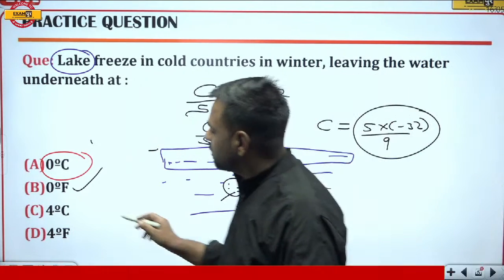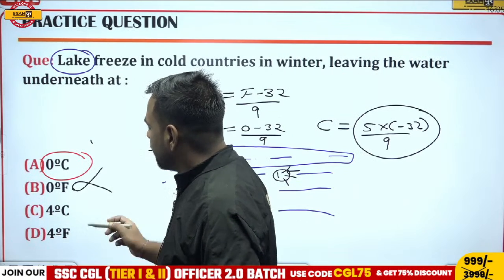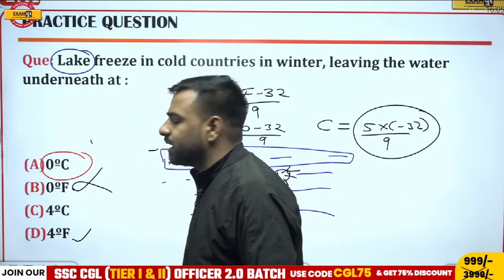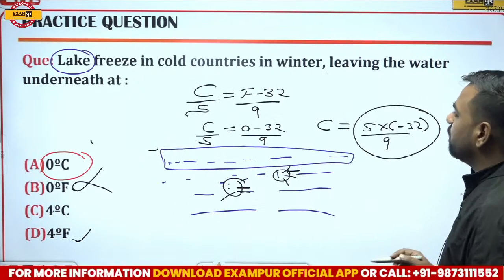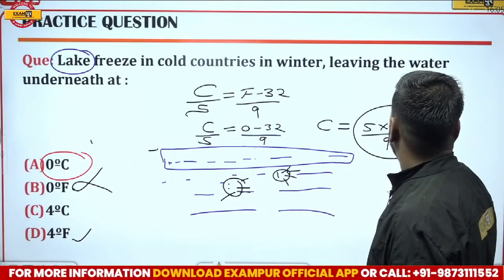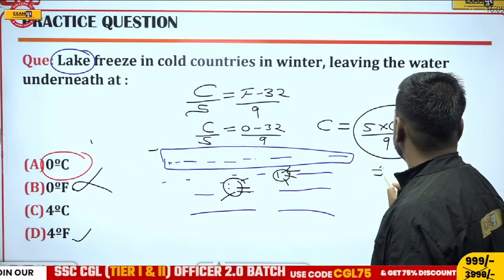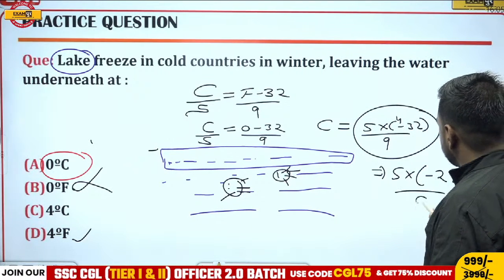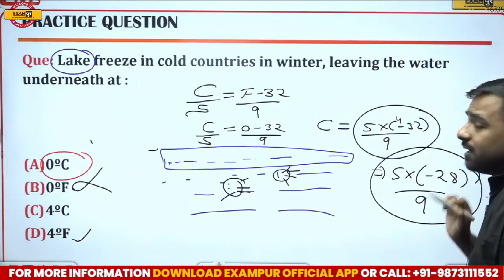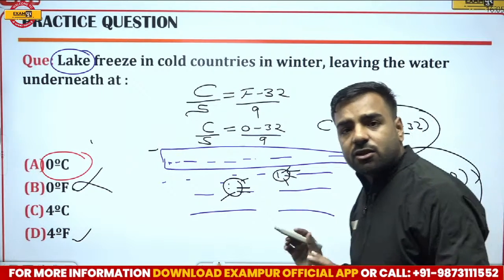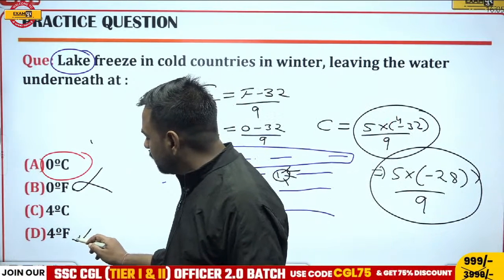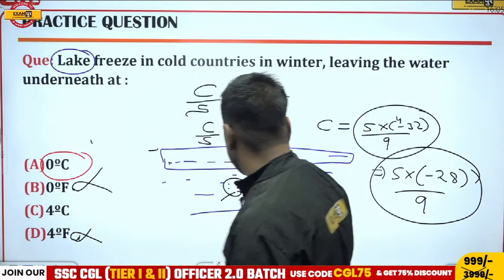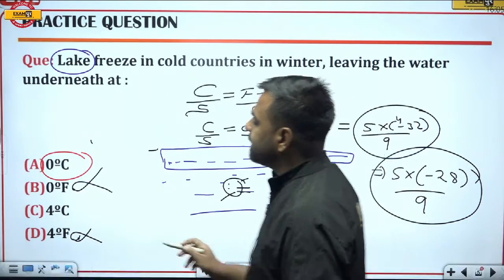So again, this is also not possible. In a similar manner, if I go with 4 degrees Fahrenheit, just have a look. 4 minus 32, that is your answer: 5 into minus 28 by 9. Just have a look at the temperature again, negative temperature. So this is also not possible. Obviously this option is also eliminated. The only option left is our 4 degrees centigrade.